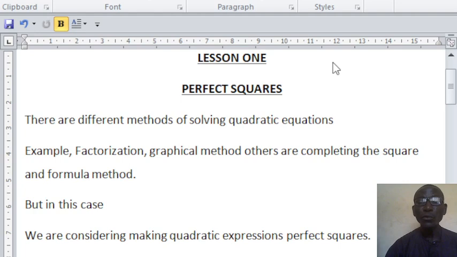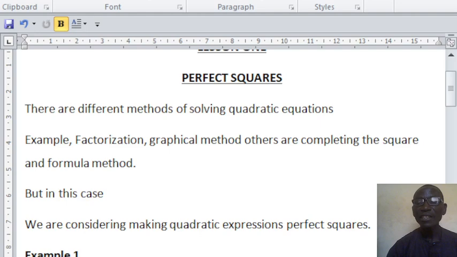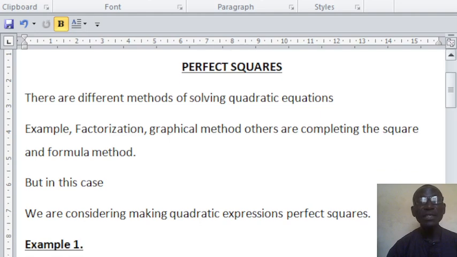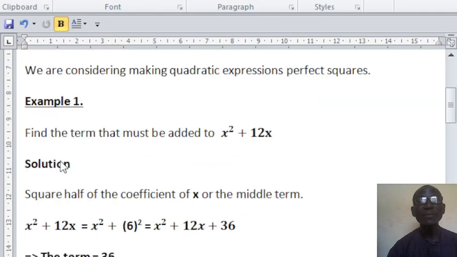We are asked to find, as you can see here, the term that must be added to this expression x squared plus 12x to make it a perfect square. This is an expression, just an expression. It's not an equation, just an expression. x squared plus 12x.